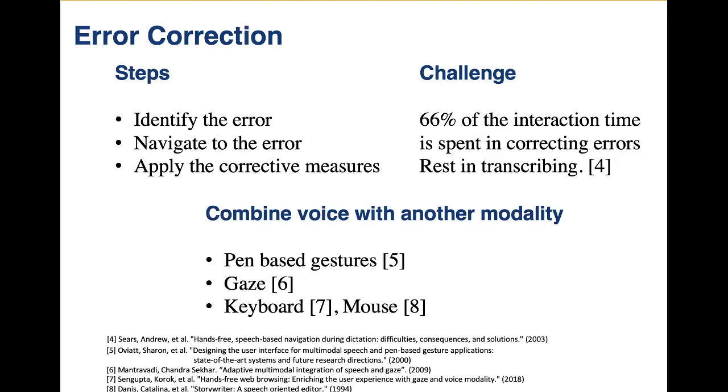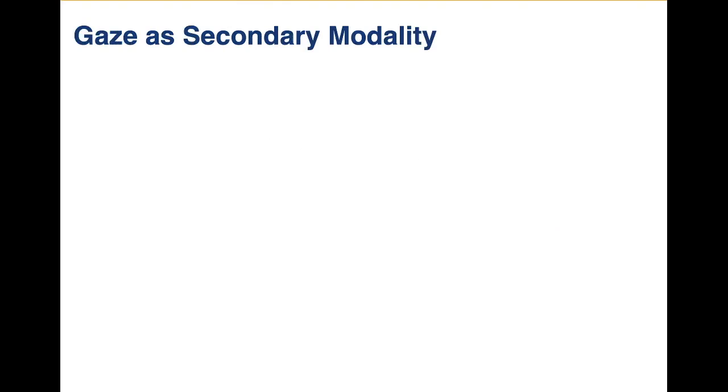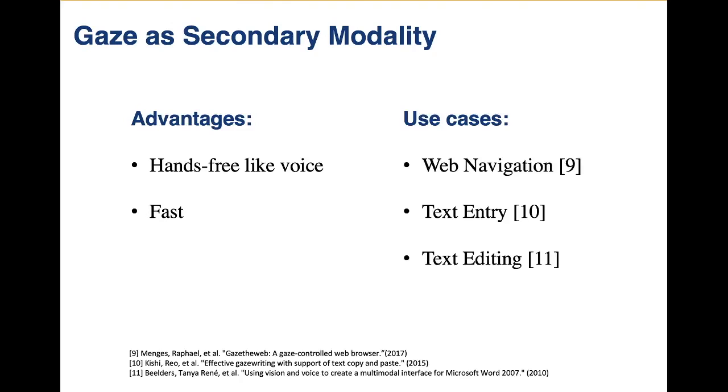They have added another modality. Some papers use pen-based gestures, some use gaze, and others stick to the conventional keyboard and mouse along with voice for error correction in voice-based text entry. Gaze as a secondary modality is of primary importance for us, mainly for two reasons. It's hands-free like voice, and it's fast. Some of the use cases of gaze are web navigation, text entry, and also text editing.